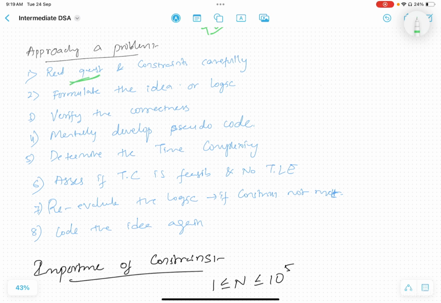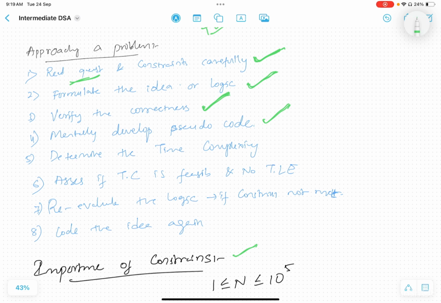First, read the question carefully and the constraints carefully. We have seen the importance of constraints. We'll also take one example to see the importance of constraints in this lecture, and a detailed analysis we'll do. Then once you read your question and constraints properly, formulate some idea or logic in your mind. Then verify the correctness of your logic, whether it works for the given question. Then mentally develop a pseudocode.